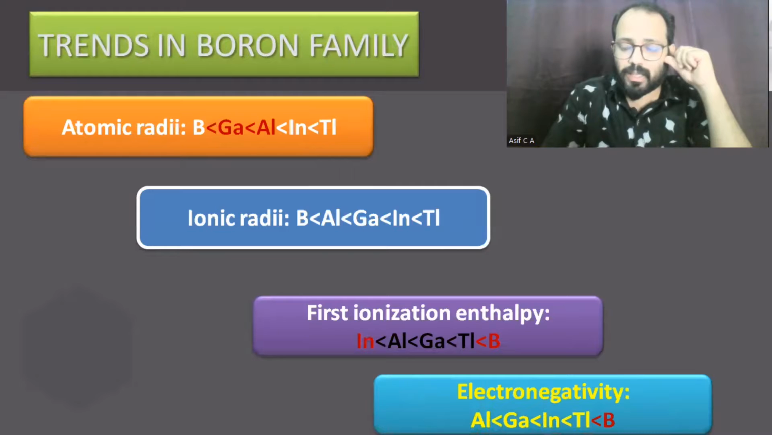When you go with the electronegativity, boron will have maximum electronegativity. The order will be aluminium, gallium, indium, thallium. Then comes the boron. It increases down the group, but boron mattum higher irukum. Then density increases down the group, no problem.